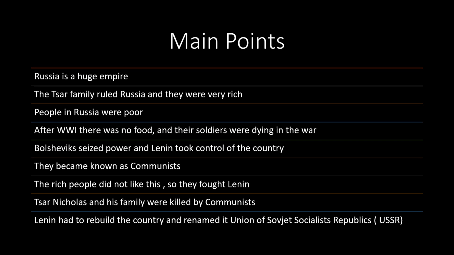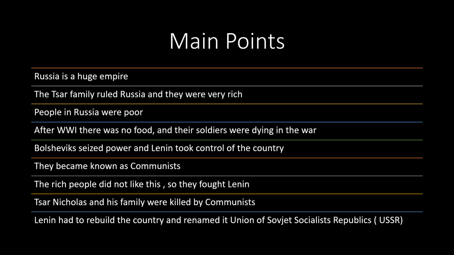Many wealthy Russians did not like these changes, and this led to a bitter civil war between the Bolsheviks, known as the Communist Party, and their enemies. In 1918, the Tsar Nicholas and his family were killed by a group of communists.